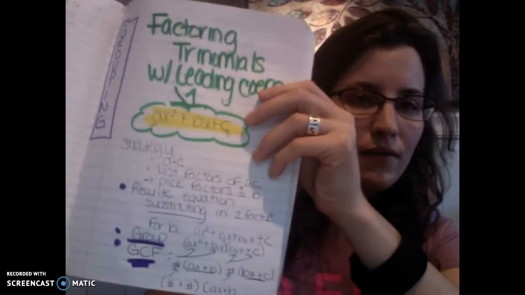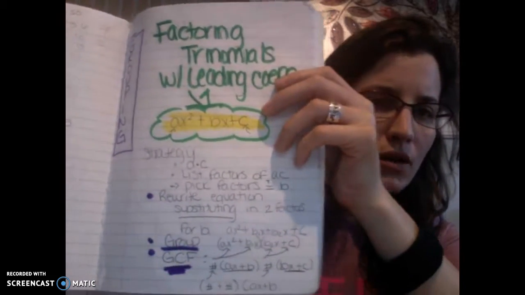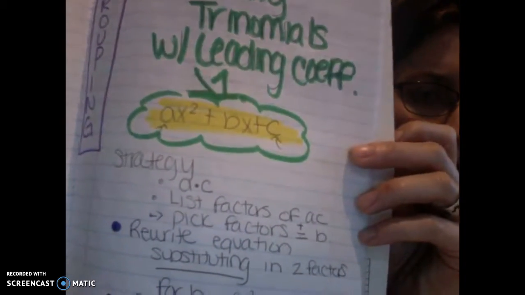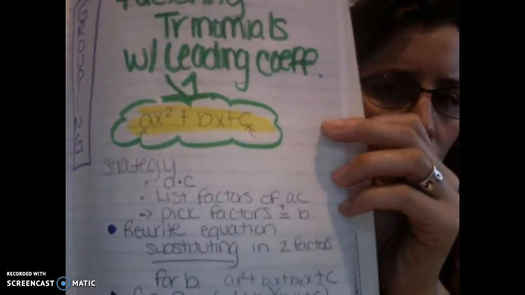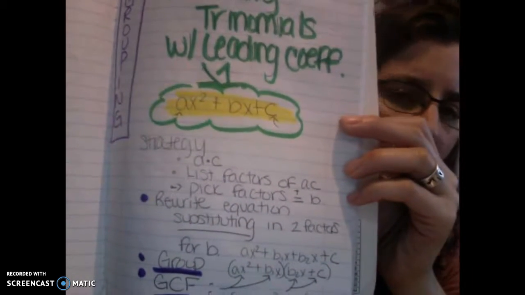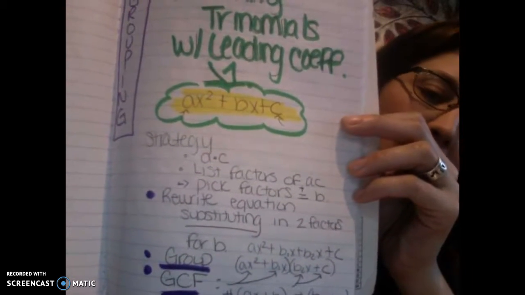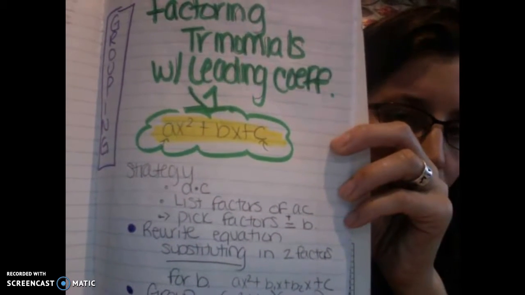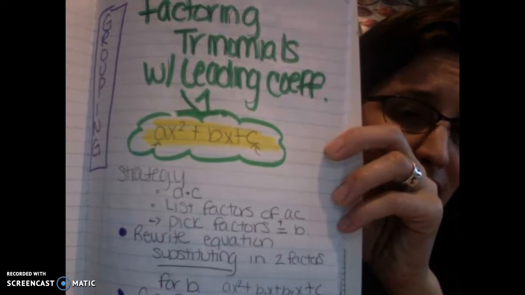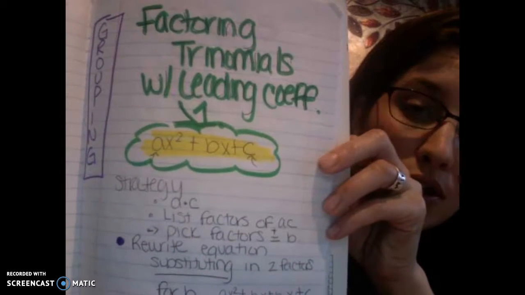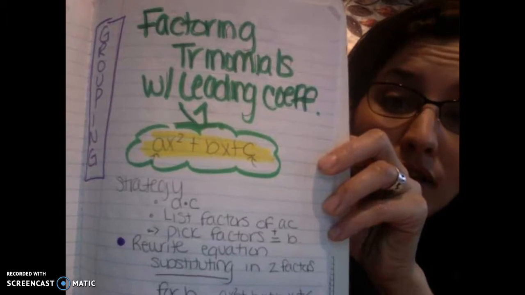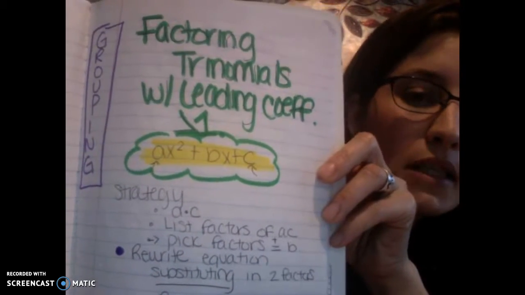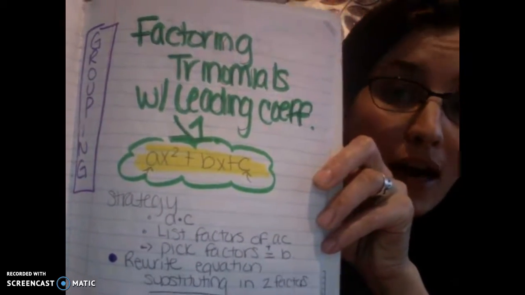Factoring trinomials with a leading coefficient greater than 1. It's a lot of grouping for this. So our strategies, just like we were doing before: the form is ax squared plus bx plus c. First you multiply your A and C. Then you list the factors of that product. You pick the factors that when you add them, the sum is equivalent to your B.